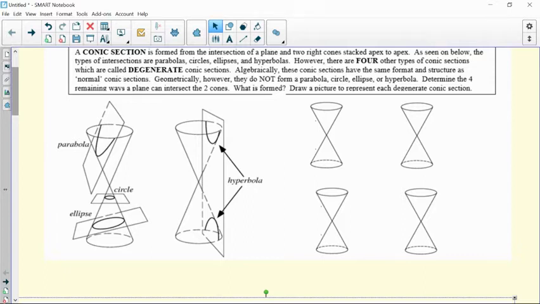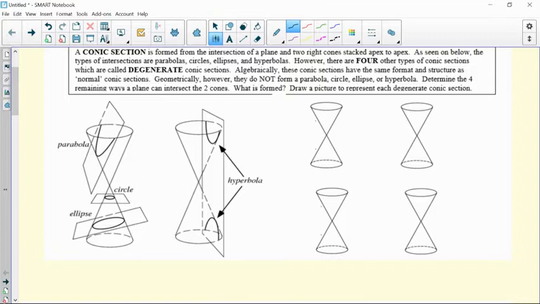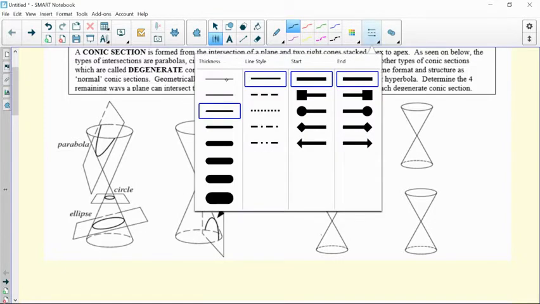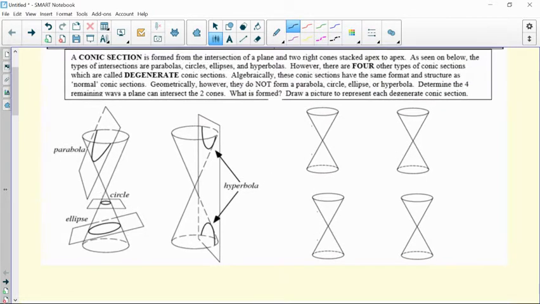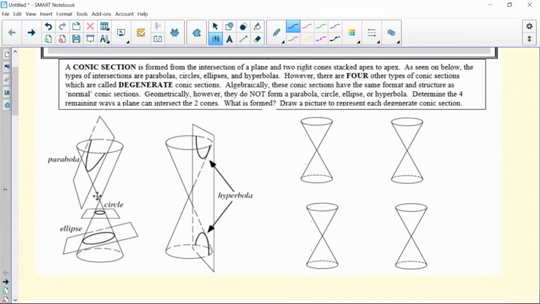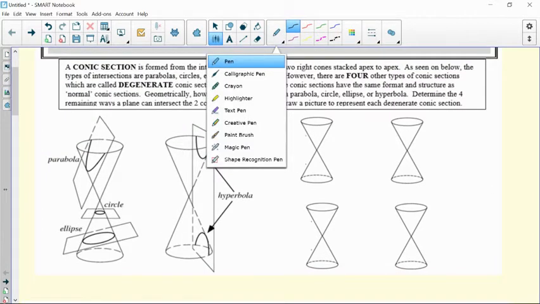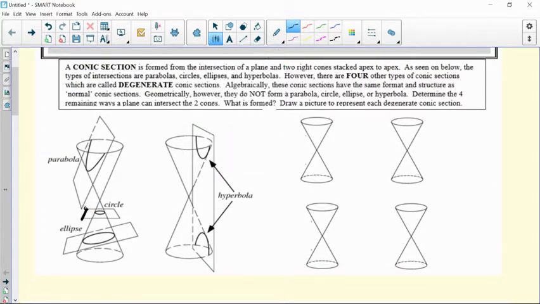The one we're going to start with first is a circle. And a circle we've studied in the past outside even the context of a conic section. But if you took your plane and intersected that cone such that the plane is parallel to the base of that right cone, then you'd create a circle.